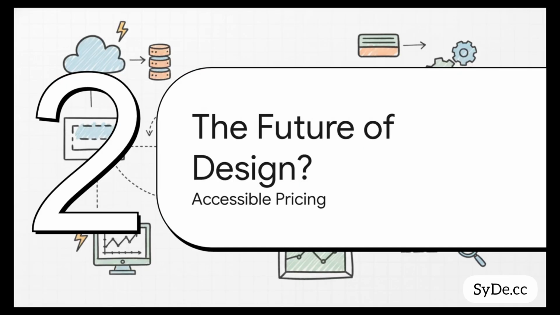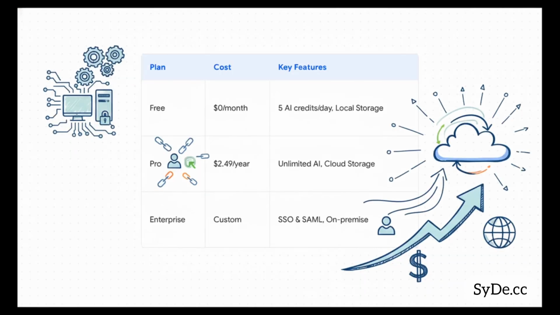So what does all this mean for the future of system design? Well, let's talk about how you can actually get started. The barrier to entry here is incredibly low. There's a really solid free tier for all local use, which is perfect for just getting started. And the Pro plan, which unlocks unlimited AI and cloud sync, is priced so that individual developers can actually afford it, not just massive companies.